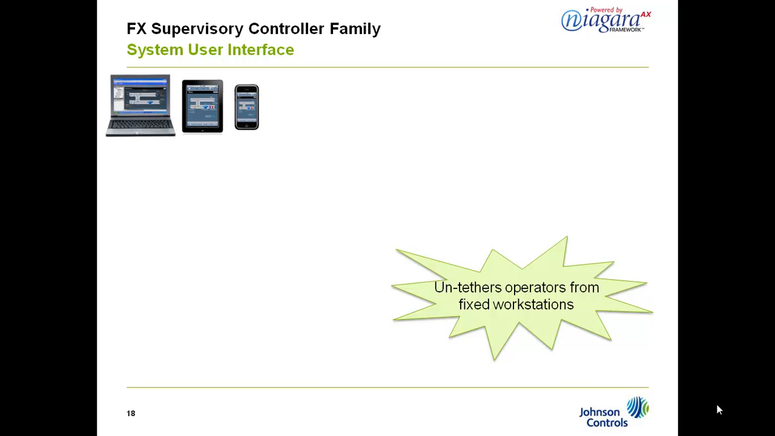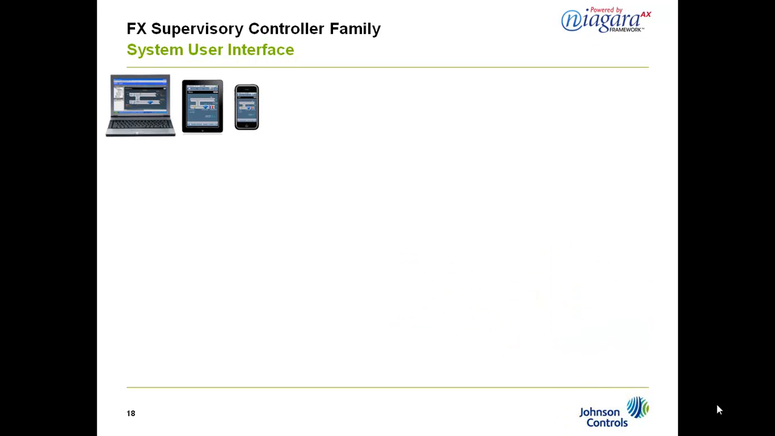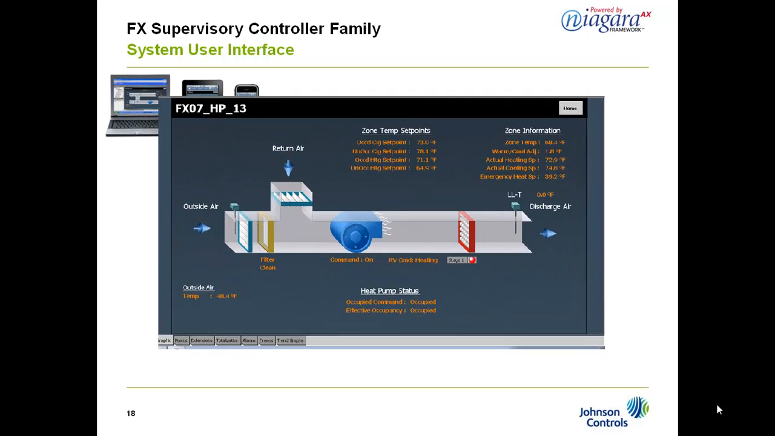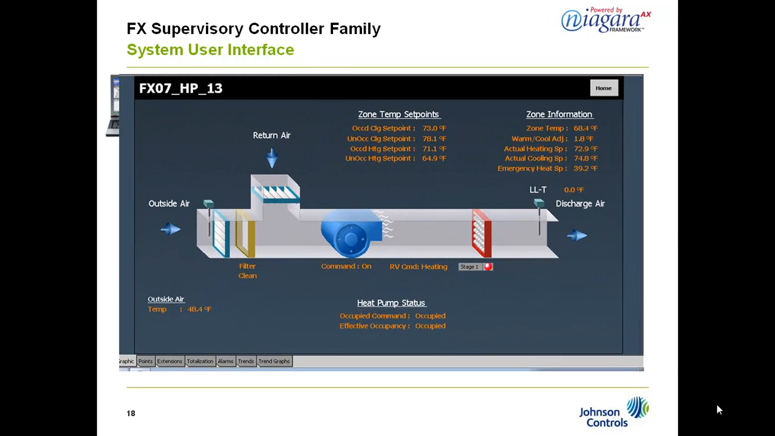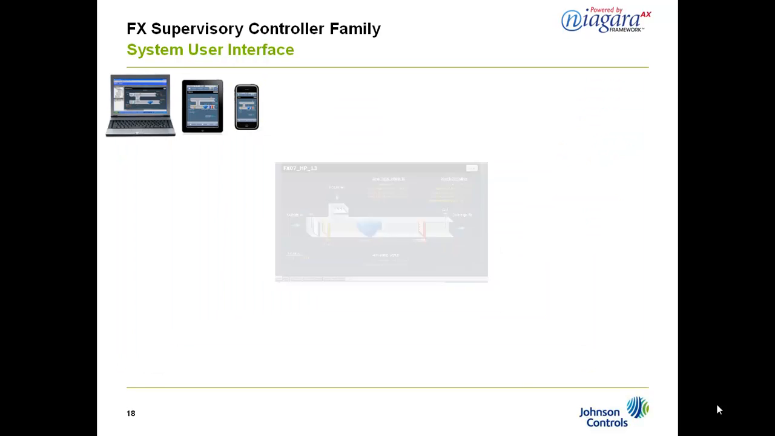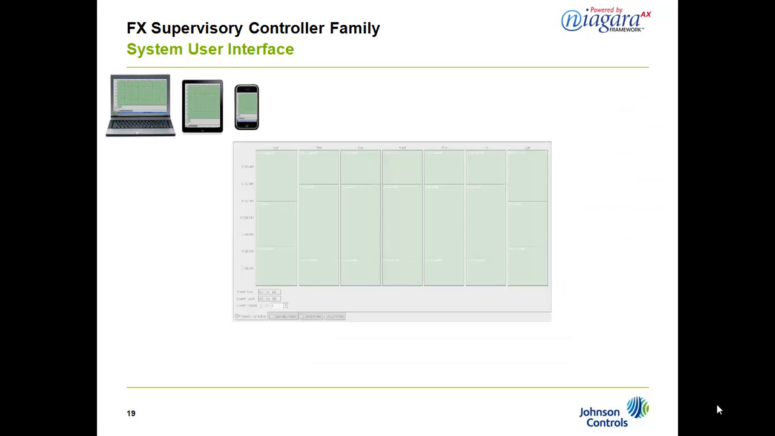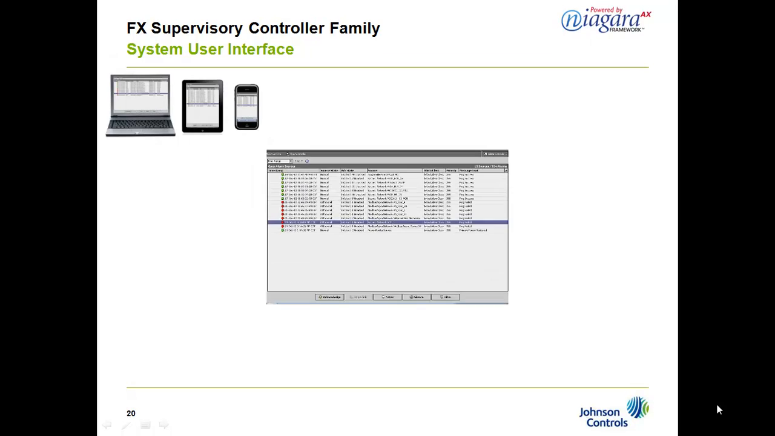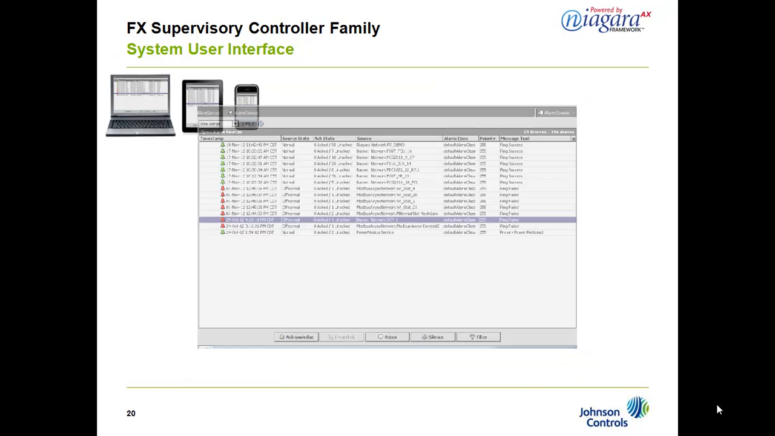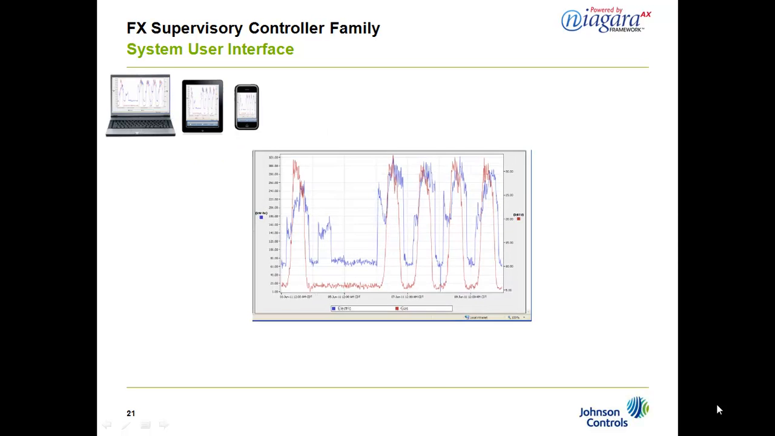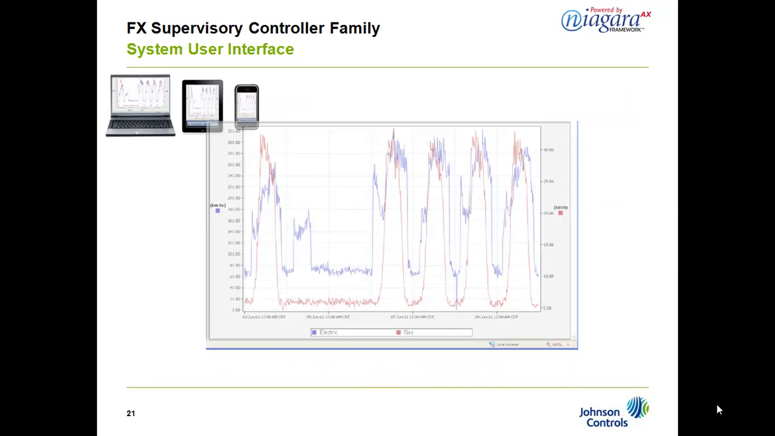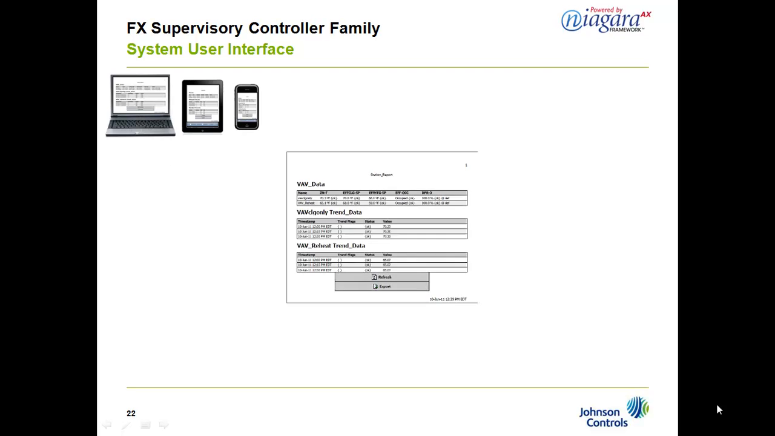Instead, they're free to move around the building as needed while still retaining access to their system. The system user interface is completely customizable. Programmers can design colorful graphic and textual views to enable users to monitor system status, issue commands, and make setpoint and parameter adjustments. In addition, predefined views are available for users to view and set schedules, to view and acknowledge alarms, view histories, and run reports.